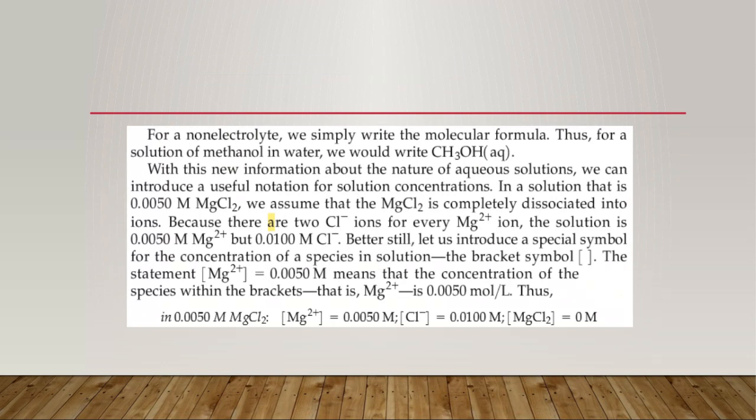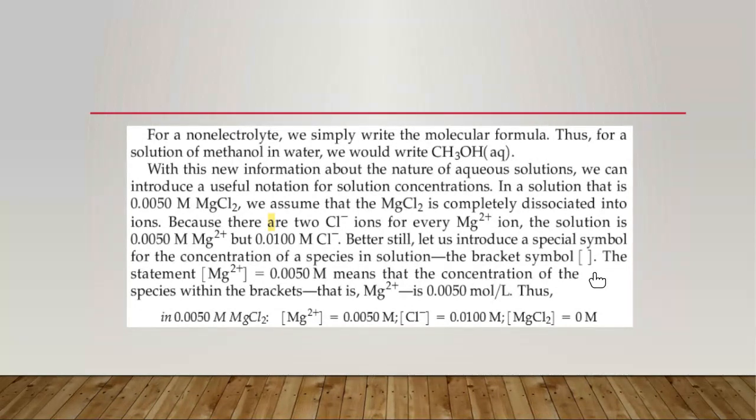Let's look at, for example, a non-electrolyte. We simply write the molecular formula. For example, a solution of methanol in water, we will write here methanol aqueous. And in the solution of magnesium chloride, for example 0.005 molar, we assume that the magnesium chloride is completely dissociated into ions, because there are two chloride ions for every magnesium 2 plus ion. The solution is 0.005 molar magnesium 2 plus, but 0.01 molar chloride. Don't forget that.